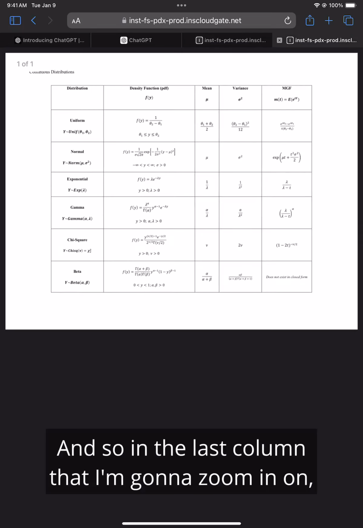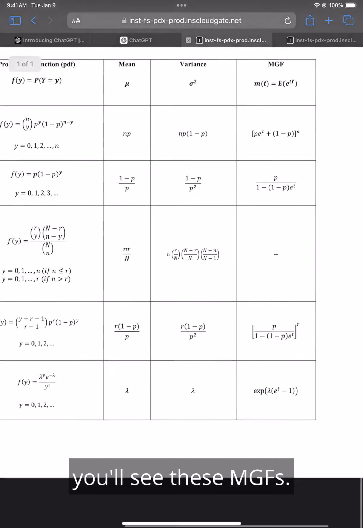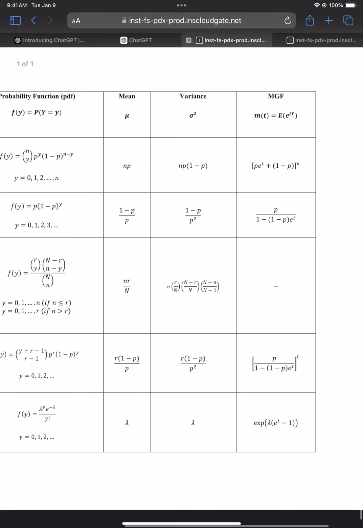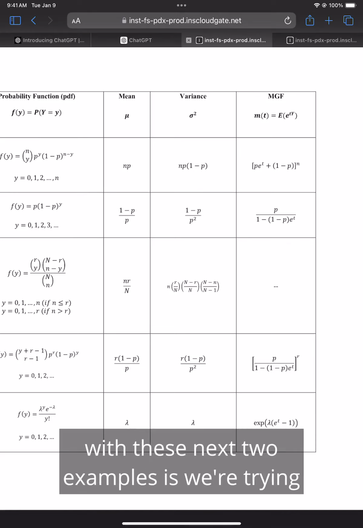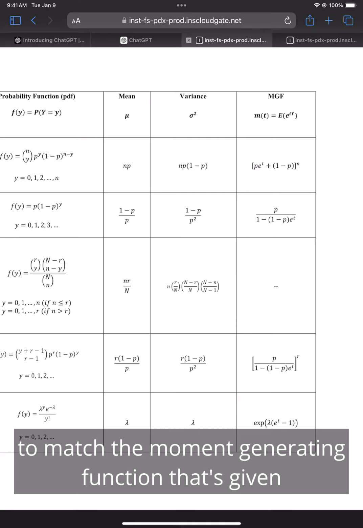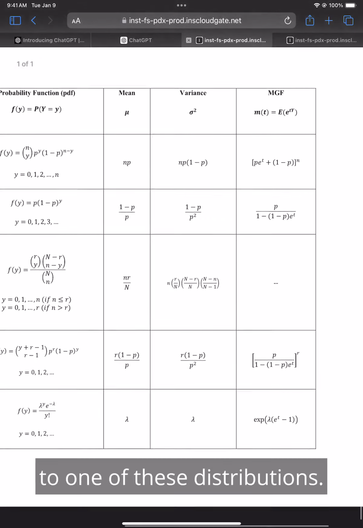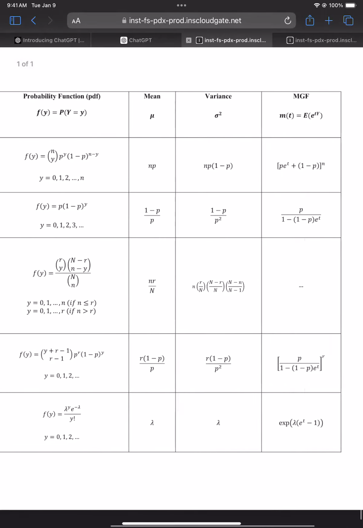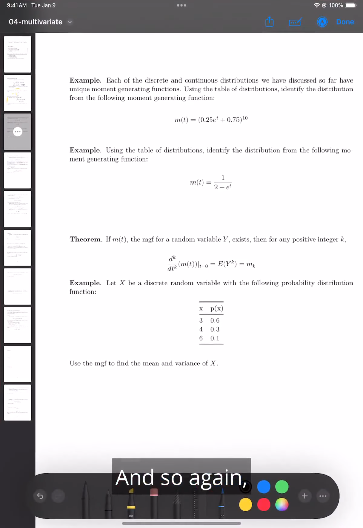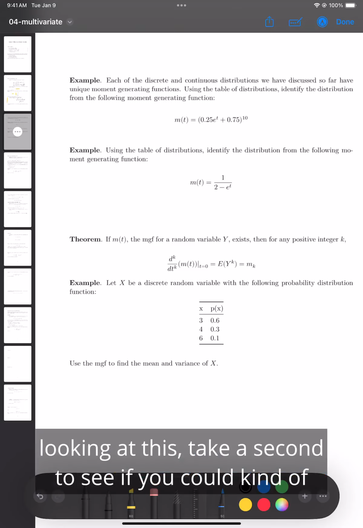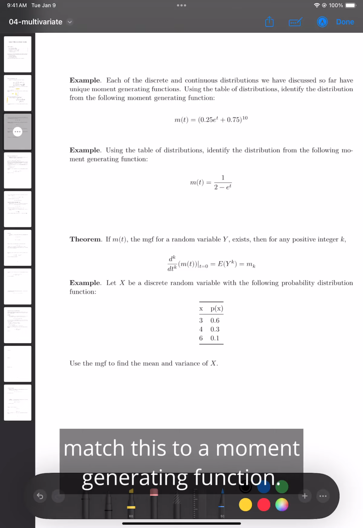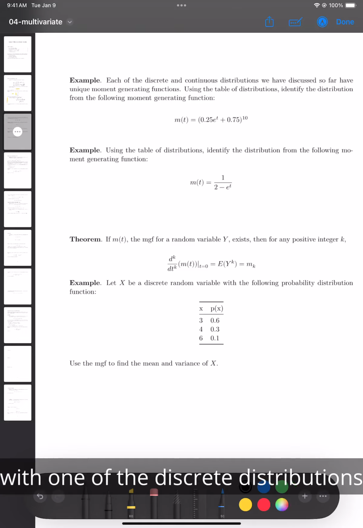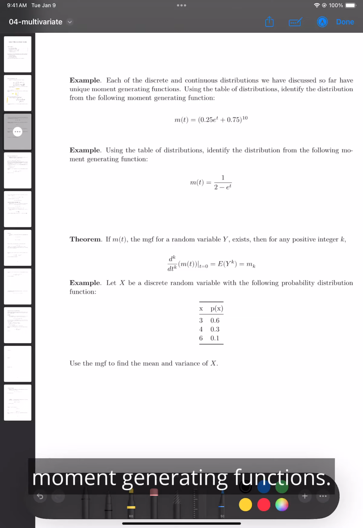In the last column that I'm going to zoom in on, you'll see these MGFs. The game we're essentially trying to play with these next two examples is we're trying to match the moment generating function that's given to one of these distributions. Looking at this, take a second to see if you could match this to a moment generating function, and I'll give you a hint that it matches up with one of the discrete distributions' moment generating functions.